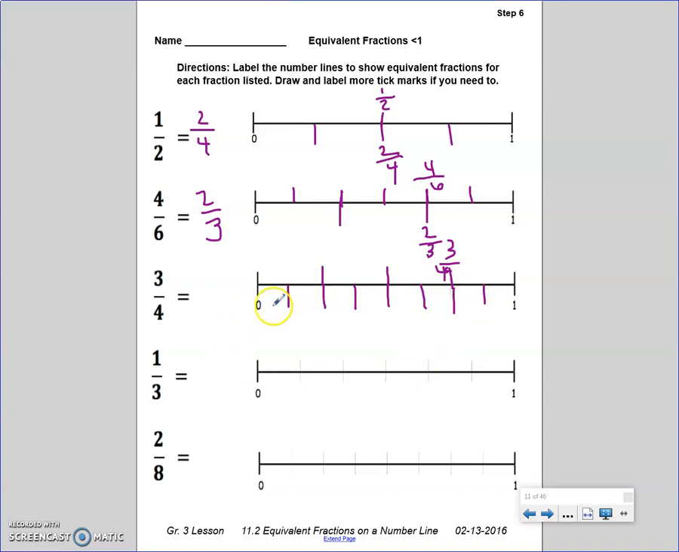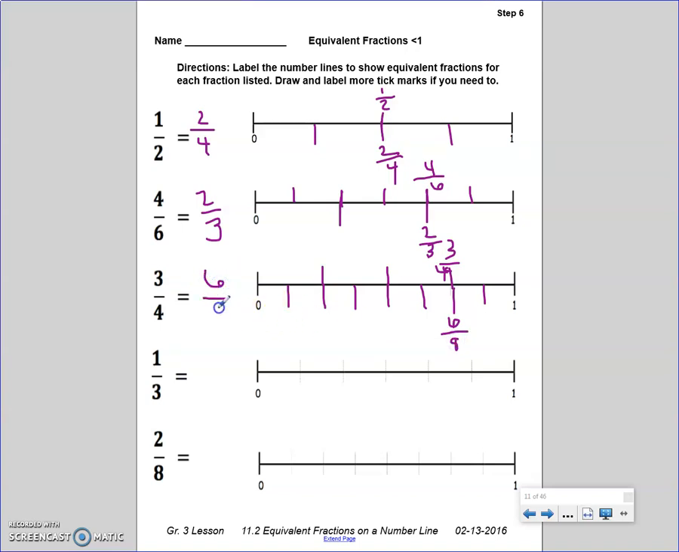Let's go ahead and count the total spaces and see how many there are. 1, 2, 3, 4, 5, 6, 7, 8. There are 8 total spaces. So if we have 8 total spaces, these are eighths. What fraction is equivalent to 3/4? I agree. 1, 2, 3, 4, 5, 6 of these 1/8 pieces away from 0 covers the same amount of space as 3/4. So 6/8 is equivalent to 3/4.